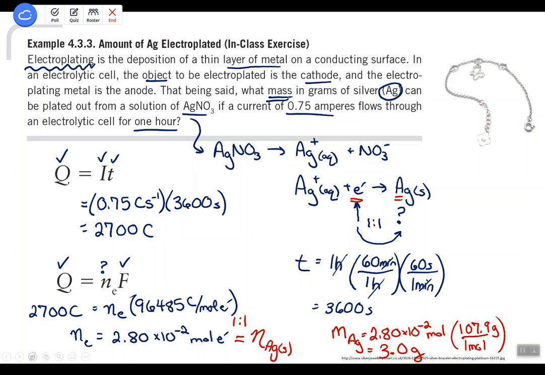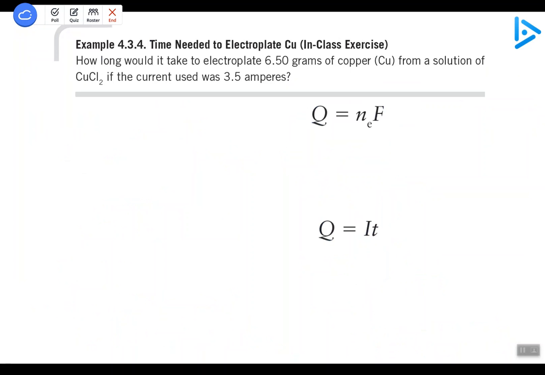Let's do one more problem now. This next problem is also about electroplating. Now we want to electroplate a specific amount of mass of copper from a solution of copper chloride, and we're told the current is 3.5 amps. We want to know, well, how long is this process going to take if we use this 3.5 amp current?